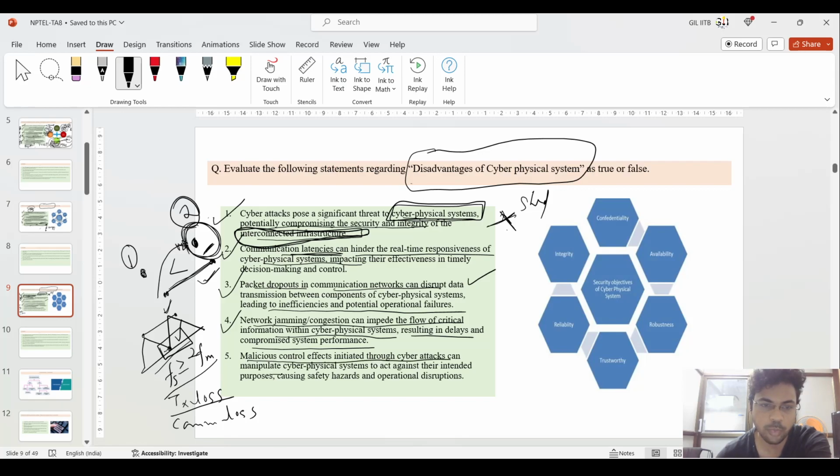That is true. Coming to the last part, malicious control effects initiated through a cyber attack can manipulate the cyber physical system to act against its intended purposes, causing safety hazards and operation disturbances. That is true. Here I wanted to give one example of Iran.